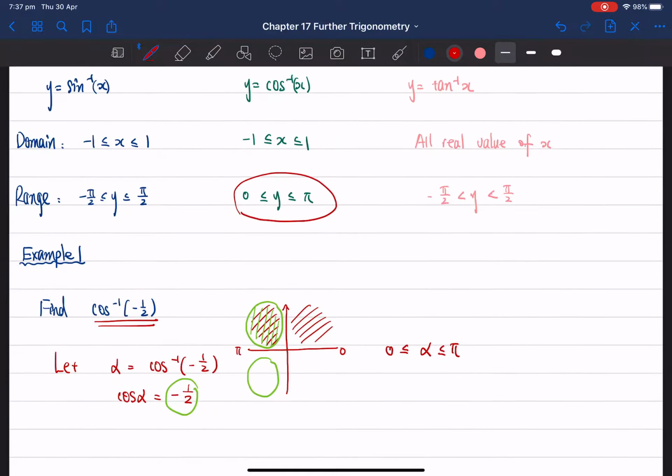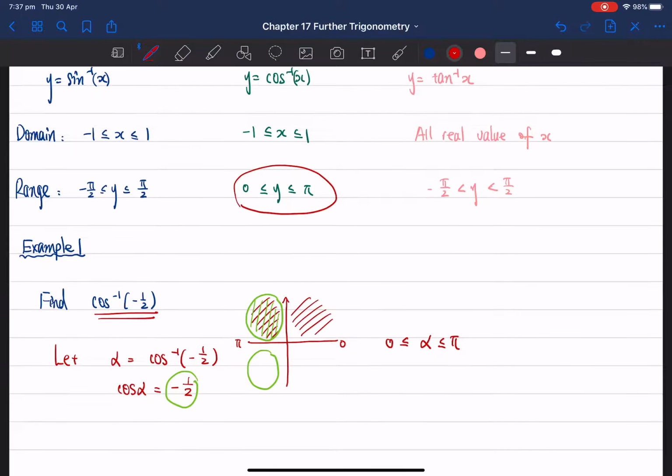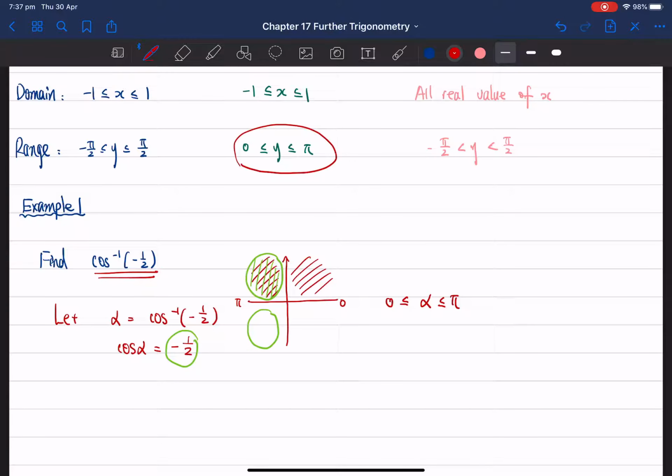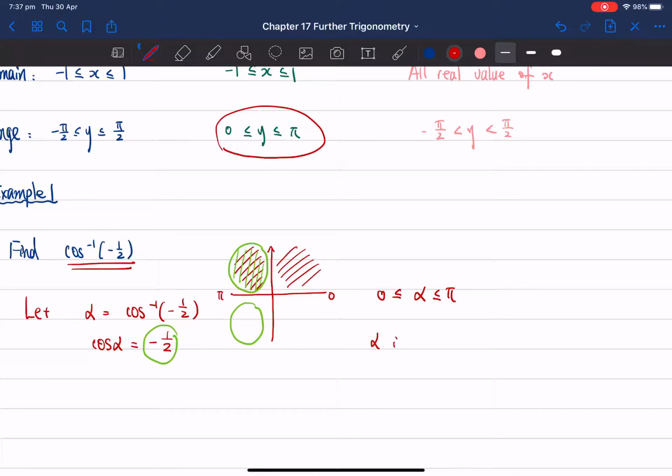Use the information from the domain and the range of the inverse trigonometry function, and use the information that you know: cosine is negative in the second and the third quadrant. So combining these two pieces of information, you can see the answer is, alpha is in the second quadrant.